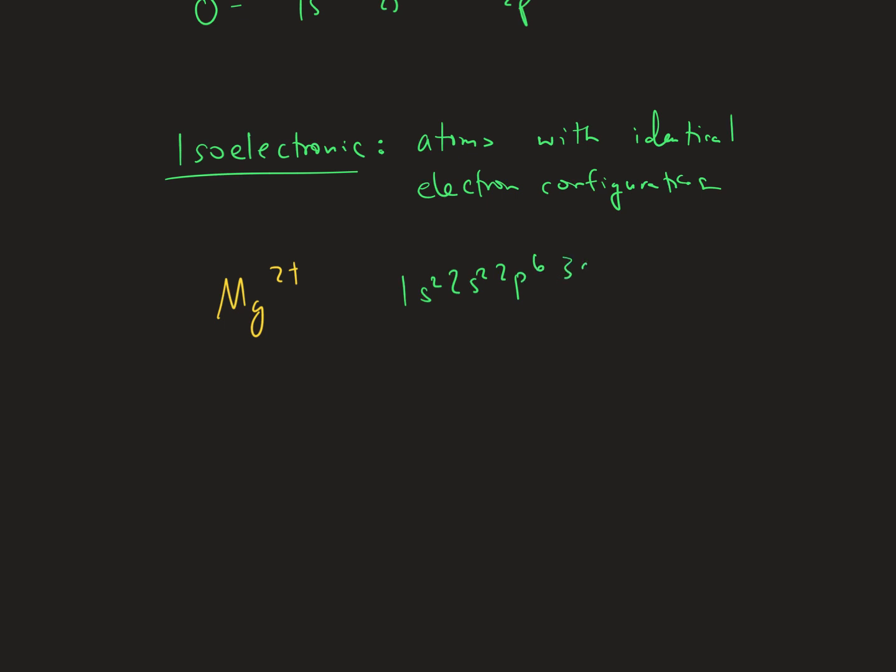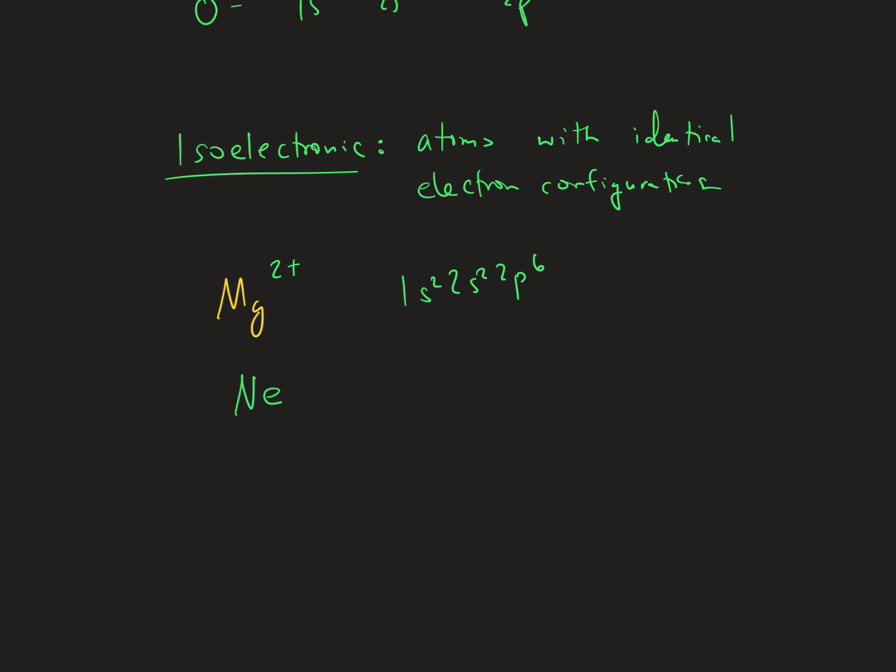Normally it's 3s2 without the charge, right? We add the charge 2+, that means we lost 2 electrons, and we get rid of that. You follow? So it is isoelectronic, not to sodium, to neon. We good?